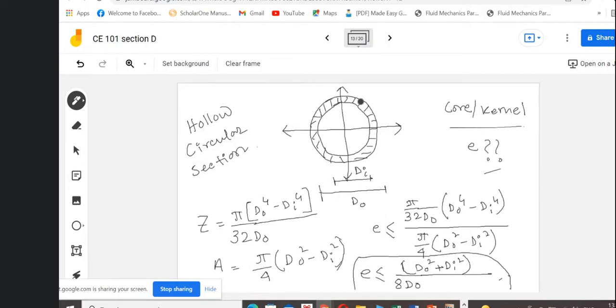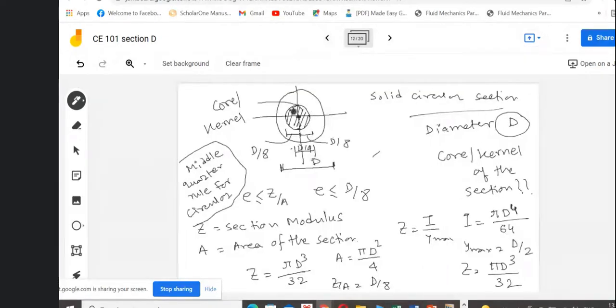d naught square plus di square upon 16 d naught. That is why I asked what the radius was here. What was the value of e here? d by 8. From here it will go d by 8, and from here also d by 8, so together it comes to d by 4.